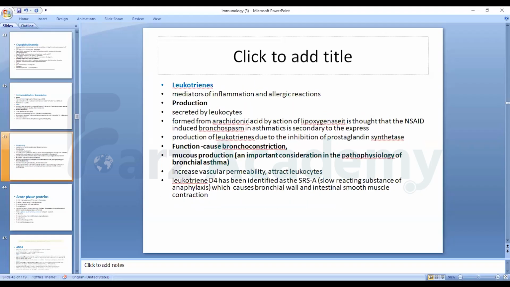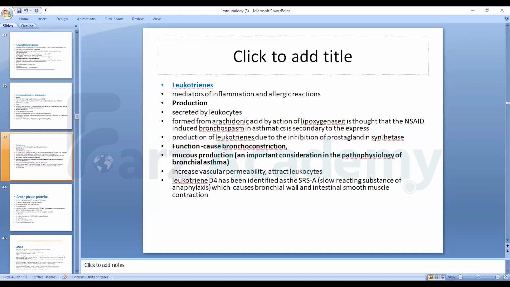Coming to leukotrienes. Leukotrienes are mediators of inflammation and allergic reaction, secreted by the leukocytes. They are formed from arachidonic acid by the action of lipoxygenase. It is thought that NSAID-induced bronchospasm and asthma is secondary to excess production of leukotrienes due to inhibition of prostaglandin synthetase.